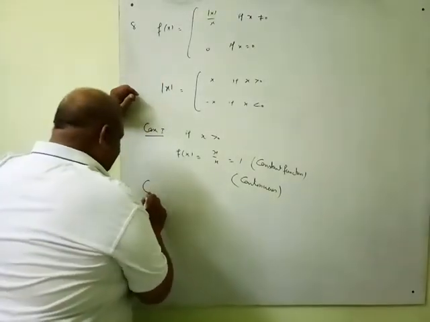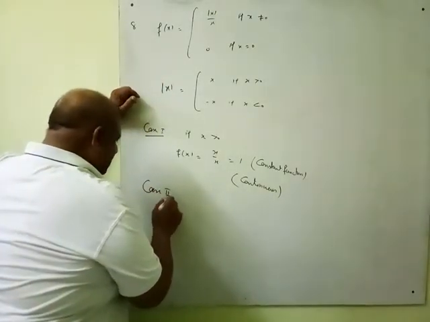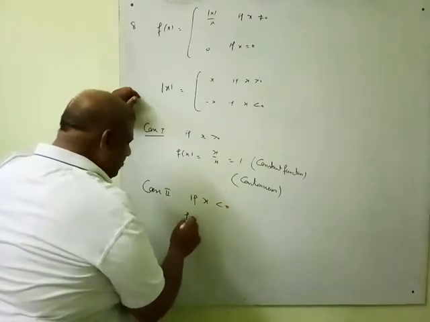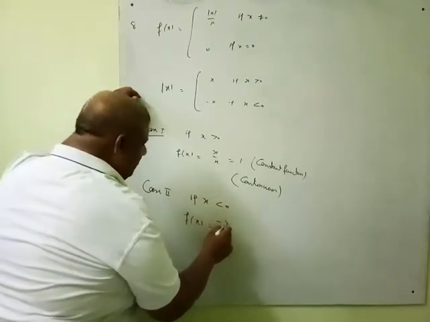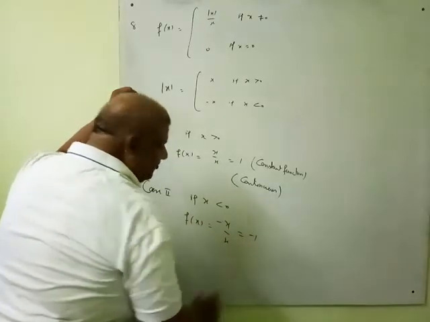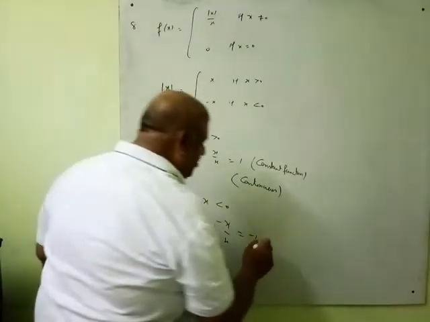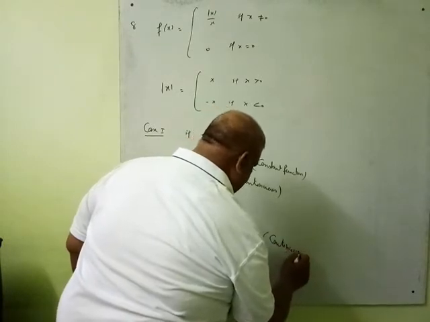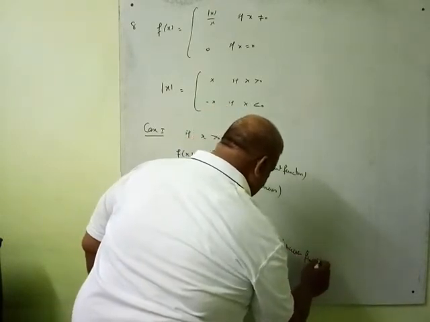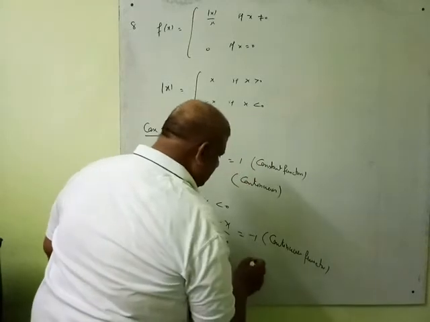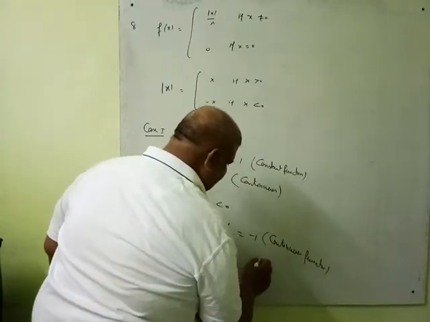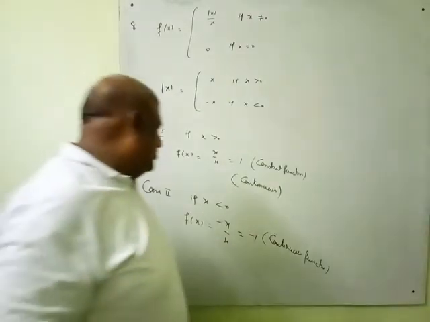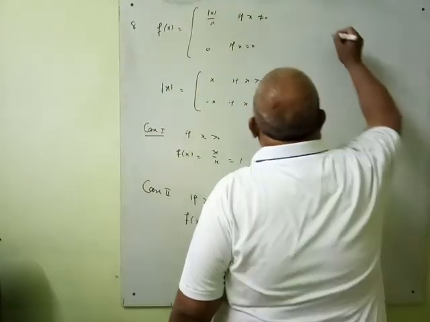Similarly, case number 2, if x is less than 0, f(x) is minus x upon x, it is minus 1. Again a continuous function, as minus 1 is a constant, it is a continuous function. Now we check it.